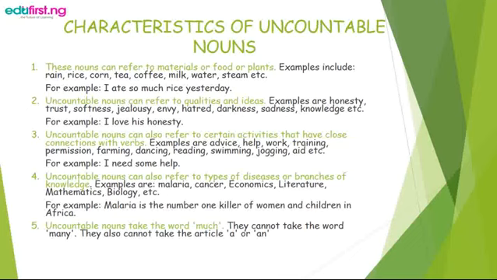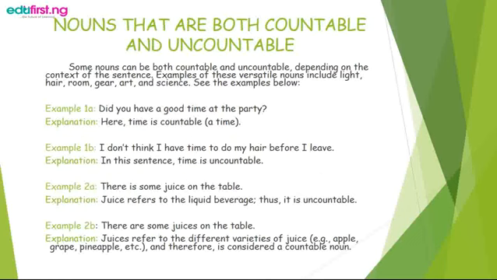Then the 5th characteristic: uncountable nouns take the word much. They cannot take the word many. They also cannot take the article a or an. Nouns that are both countable and uncountable. We have nouns that are both countable and uncountable, depending on the context of the sentence. Examples of these versatile nouns include hair, light, room, gear, art, and science.